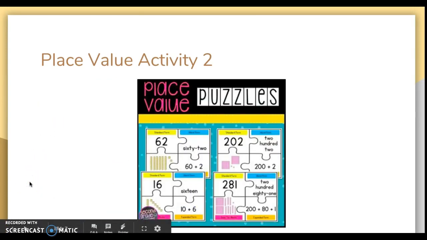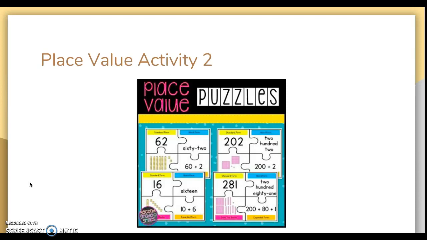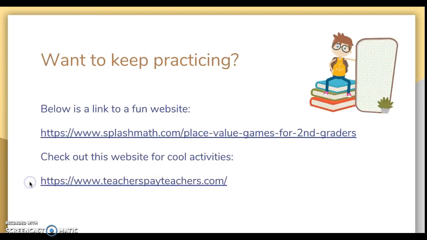So here's just a picture of what it would look like. Basically, that's just like a puzzle they get to put together. So they get the number 62, and they have to find the word 62. Then they find the model 62, and then they find the expanded form, and they put it all together, and that is how they would complete the puzzle.